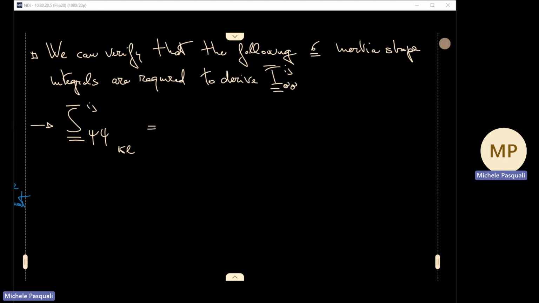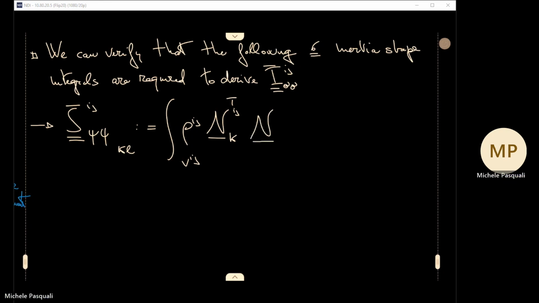Why am I saying 6? If K and L typically roll from 1 to 3, you should have 9. Well, of course, there's going to be some symmetry reasoning in the middle, as you can imagine. And in fact, if this is the case, we have this: N K transpose ij applied over N L ij in dV ij.